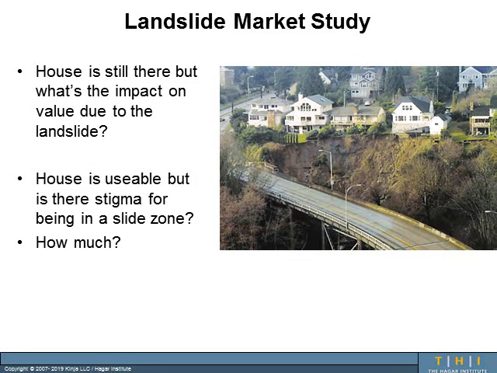Let me give you an example here. If you look at the photo, you can see that these houses are right next to the landslide. So the houses are still there. They're still usable if you really want to do that. So the question is how much have their values been impacted because they're next to a landslide or across the street from it? What sort of stigma is attached, the dollar amount of stigma that's there? And can we quantify it, as opposed to my opinion being 10, 20, 50, 100,000? Can we prove or support that with evidence? That's what market studies can do.